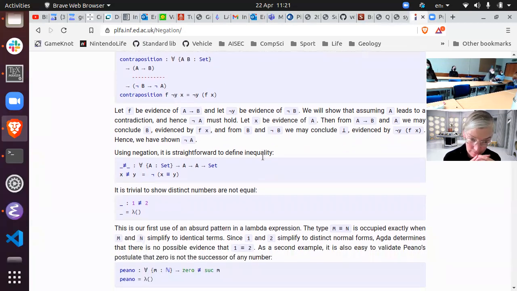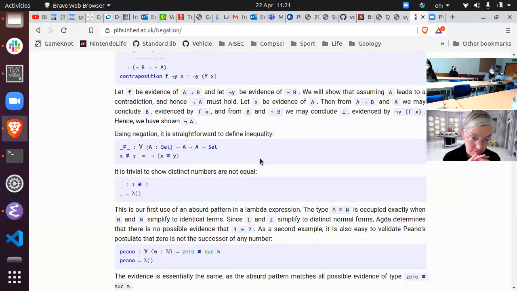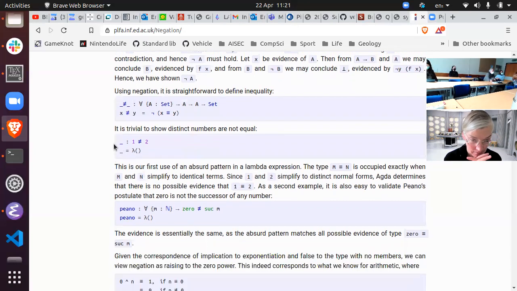Yes. So inequality. X does not equal y is simply not of x equals y. So if we have a proof that x is equivalent to y, then we can produce something of type bottom. Okay, and now there's something slightly more interesting. If we've got concrete values, for instance 1 does not equal 2, we want a proof that they're not equal. So what does this expand to? This expands to 1 equals 2 to bottom.